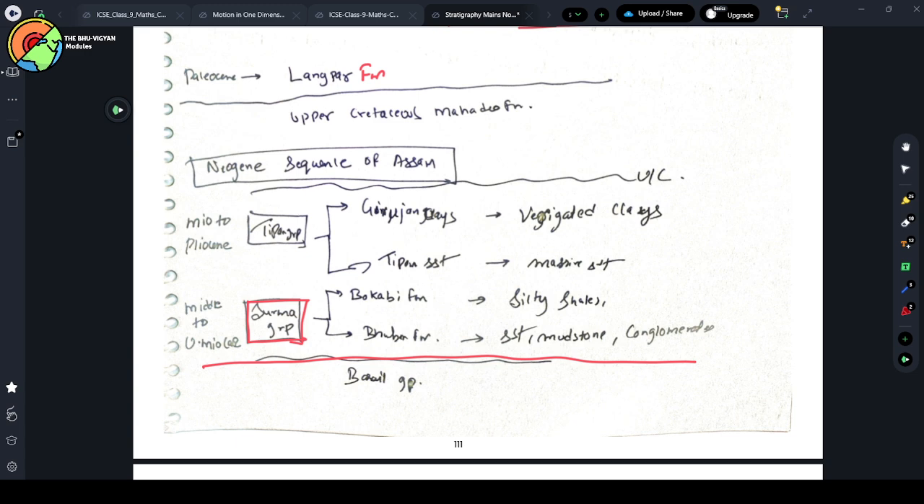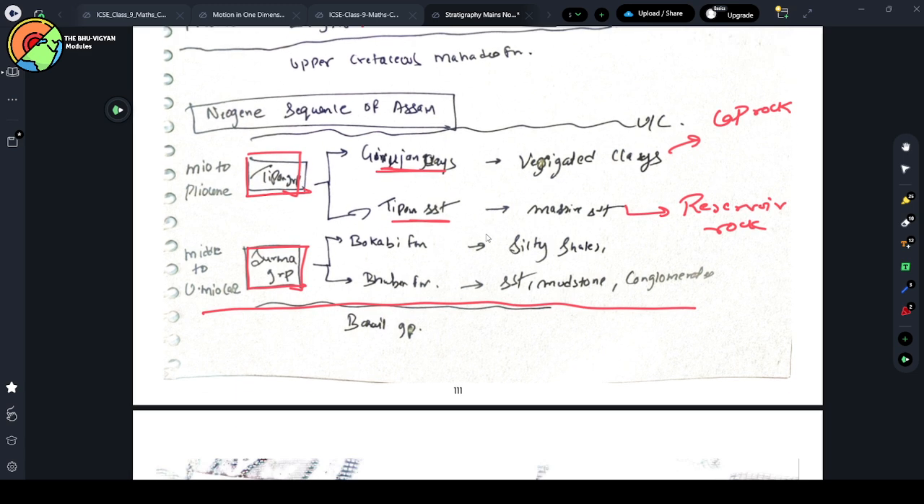Then above that we have Tipam group. This Tipam group contains Tipam sandstone and Girujan clay. Okay, so this Tipam sandstone is the reservoir rock of this area, and this Girujan clay acts as a cap rock for the petroleum system. So it has Surma group and Tipam group. Surma group has Boban formation and Bokabi formation, and Tipam group has Tipam sandstone and Girujan clay.